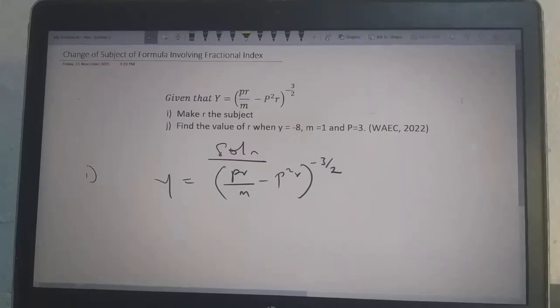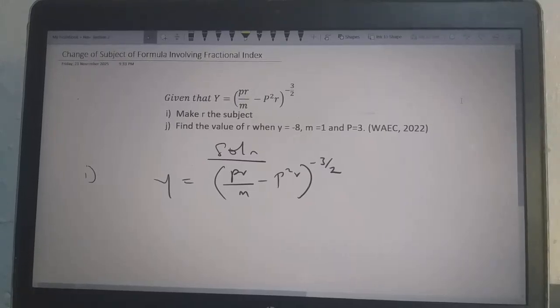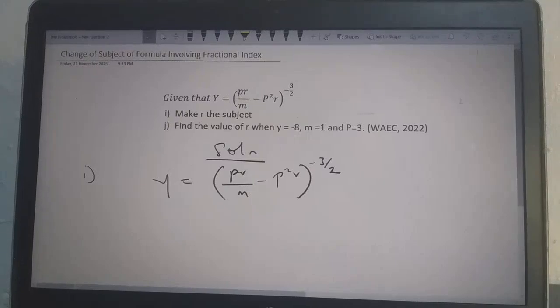Hello, today we are going to look at another segment of this topic, change of subject of formula involving fractional index. When I say fractional index, I mean this particular one here, this power here is what I'm referring to as the fractional index.